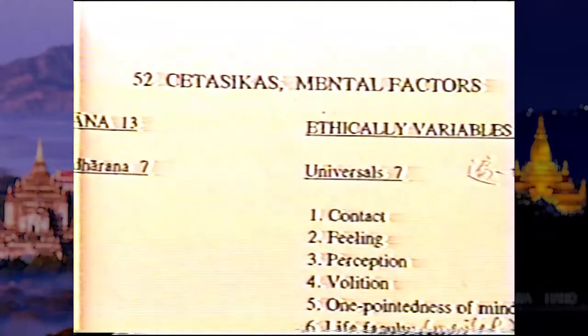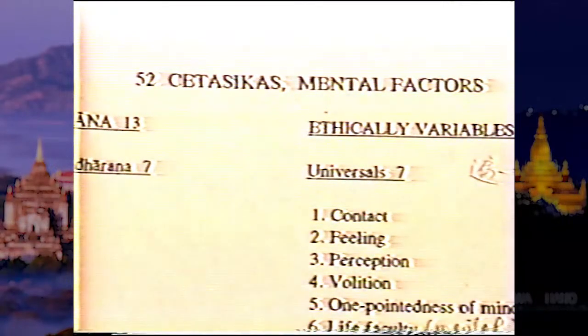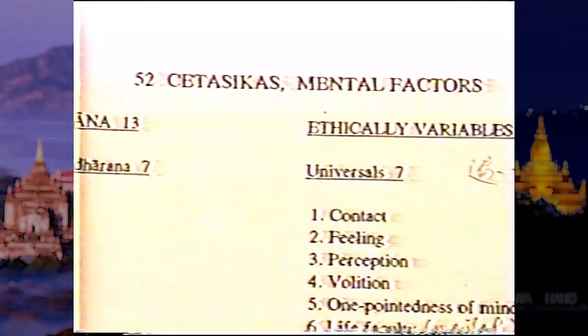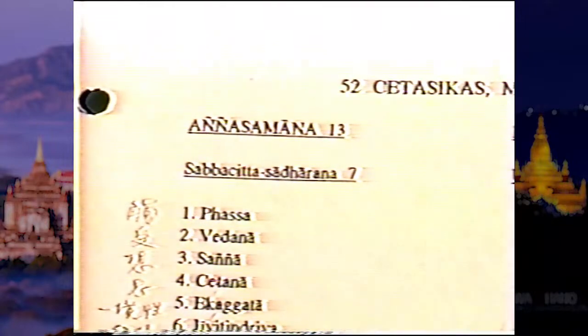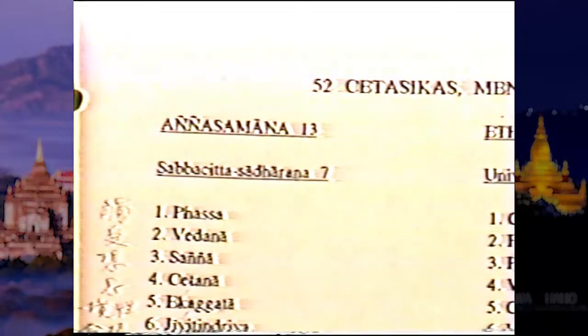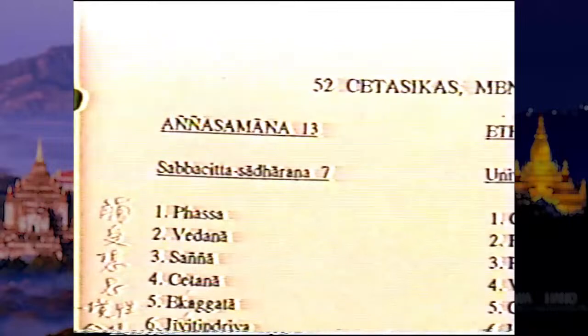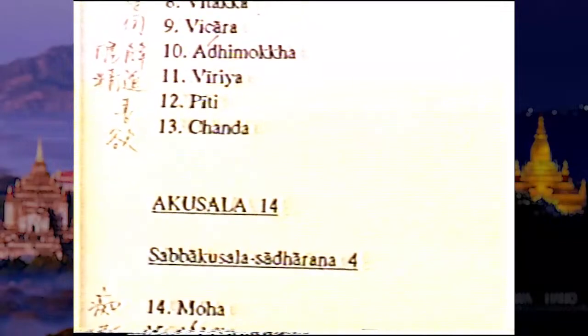If you have the manual, let's look at chapter 2. So there are 52 mental factors, and these 52 mental factors are divided into groups. The first group is 13. In Pali, they are called Anyasamana, translated as ethically variables in the manual. The second group is Akusala, unwholesome. And the third group is Sobhana. So there are only 3 groups.